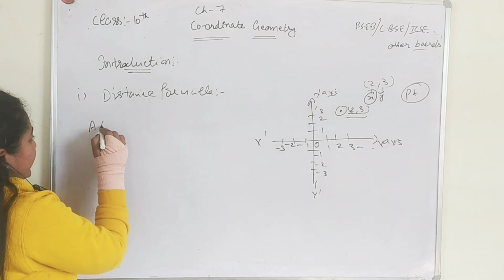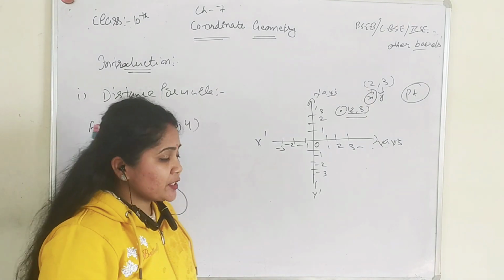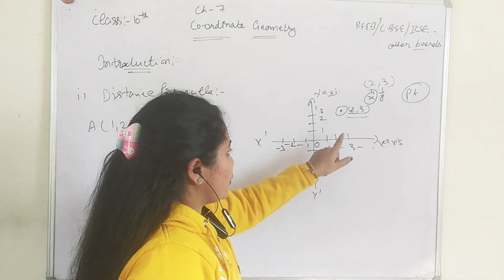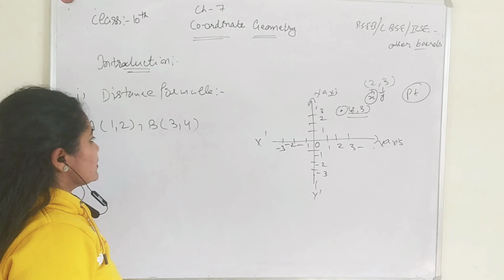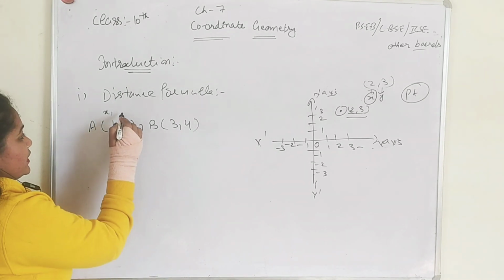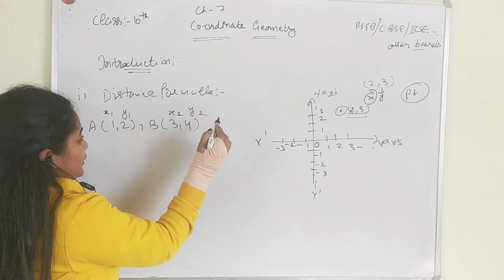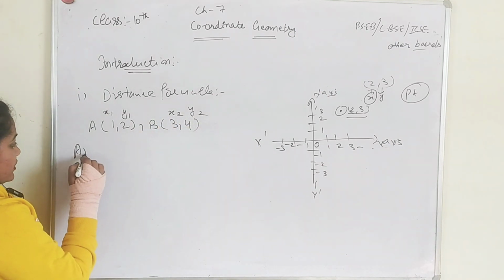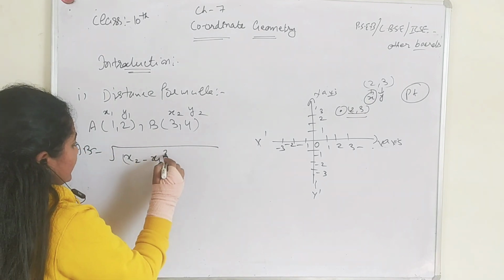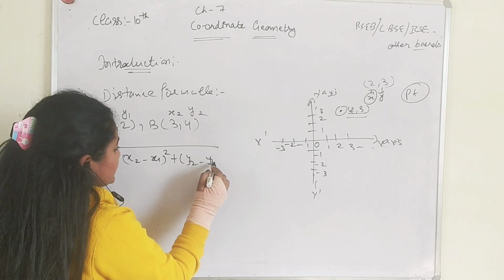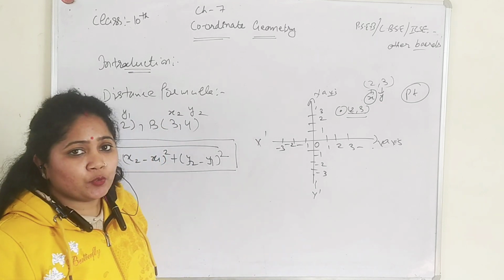I can consider A as point 1, 2 and B as 3, 4. We know what a point is. I have already told you that a point is the combination of coordinates x and y. That means the first one we can consider x1, the second one y1, next this one x2 and this one y2. And we know that the distance formula is the square root of x2 minus x1 square plus y2 minus y1 square. You have to learn this formula to find the distance between 2 points.